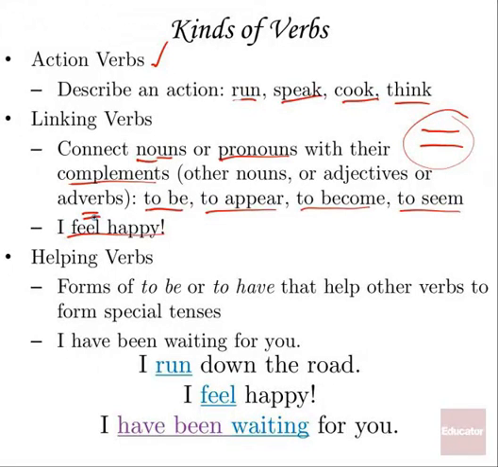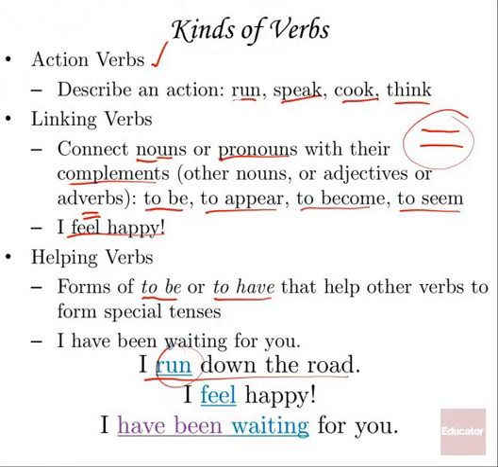Then you have helping verbs. These are usually forms of to be or to have that help other verbs to form special tenses. Helping verbs always show up with another verb right next to it to form tenses, and we'll get to tenses in a minute. So, for action verbs, we have a sentence like, I run down the road.